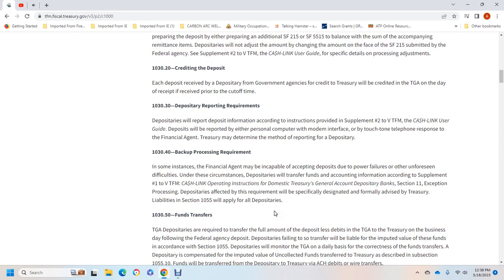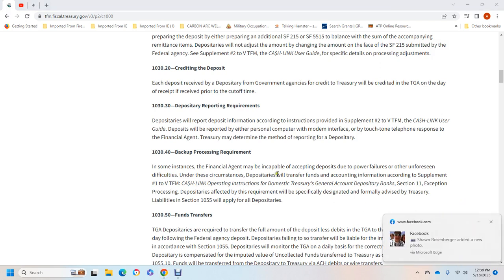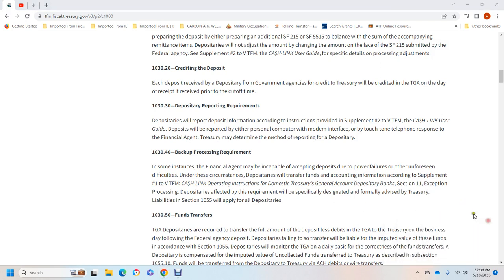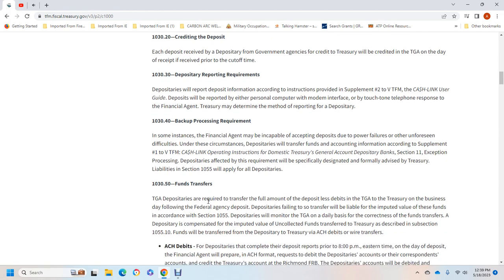1030-40, Backup processing requirements. In some instances, the financial agent may be incapable of accepting deposits due to power failure or other technical difficulties. Under these circumstances, the depository will transfer accounting information according to Supplement number 1, Volume 5, Treasury Financial Manual, CashLink Operating Instructions, Domestic Treasury General Account Depository Bank, Section 11, Exception Processing. The depository's acceptance of the requirement will be specifically designated formally, along with the Treasury liability, Section 1055.